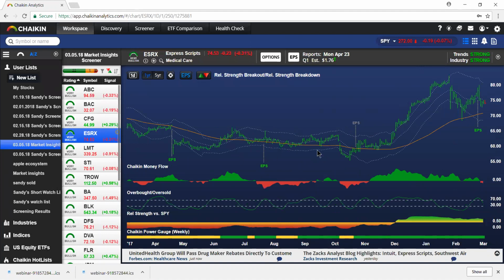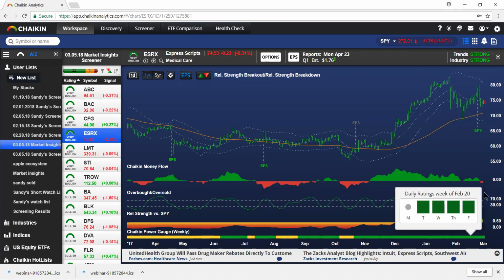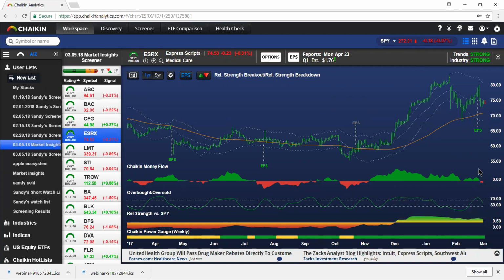Now, everything is kind of volatile back here in February. As you remember, February 6th, February 9th, and January 30th, this whole period in here was really volatile. That's when there was all that uncertainty in the market and everything kind of went down. But you can see this stock, power gauge rating, relative strength, and money flow didn't change, which is really a strong telling that this stock has a lot of strong potential. So I put this on my watch list.